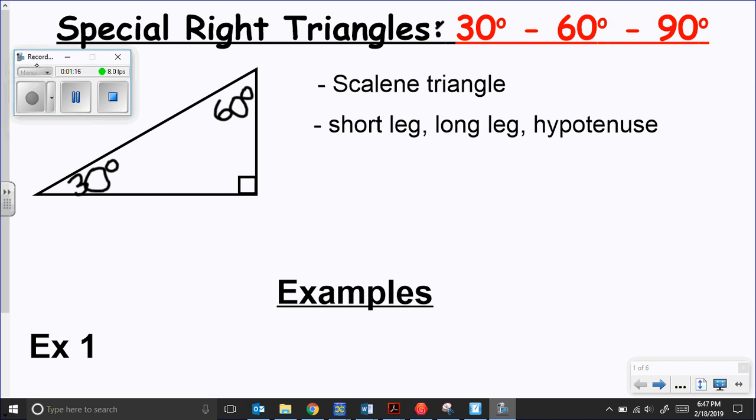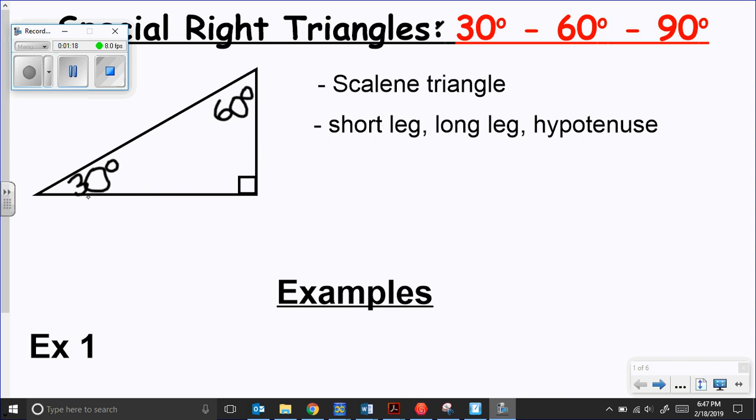of each other. So we move this out the way. So the short leg, or the leg opposite the 30-degree angle, will be our x. The hypotenuse, which is opposite the 90-degree angle, is 2x. And then the long leg, which is opposite of the 60-degree angle, is x times the square root of 3. Okay, so that's the ratios that these fall into.